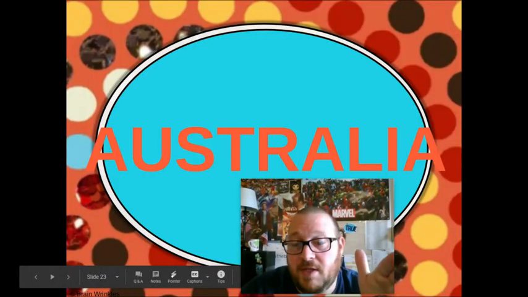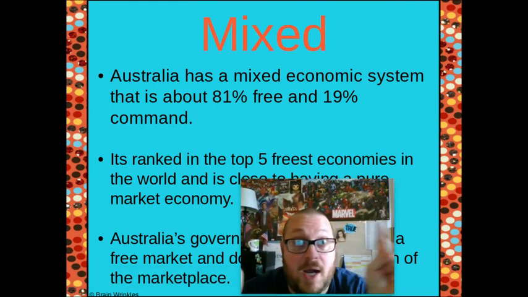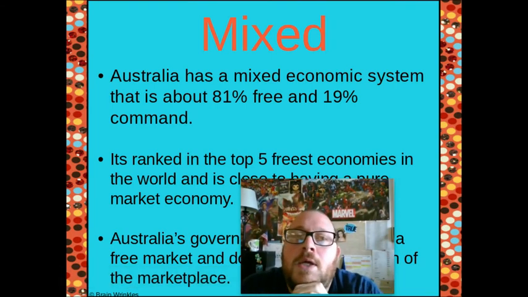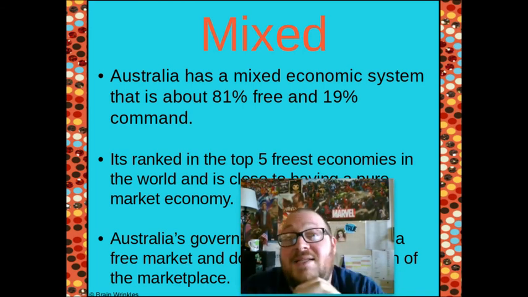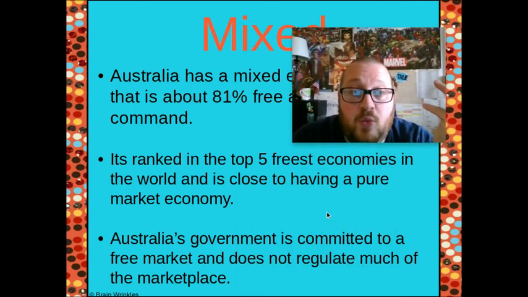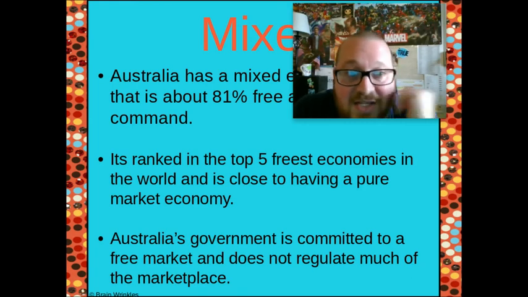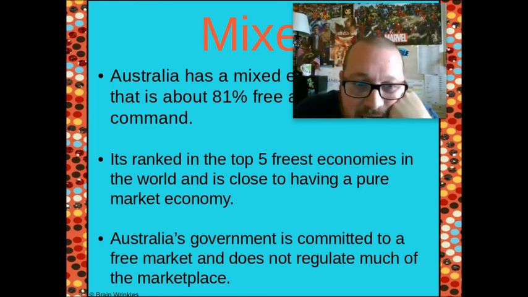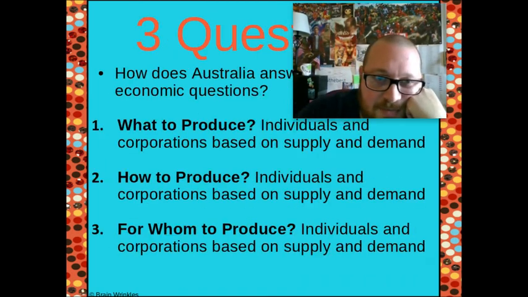Australia specifically, that's what I want to get into today. Australia has a mixed economic system. Big shocker, right? You didn't think it was going to be? Yeah, you did. Because they're 81% free and 19% command. Now, I got to say, that's really not bad at all. That's a pretty good mixture. It's ranked in the top five freest economies in the world, and it's close to having a pure market economy. Australia's government is committed to a free market and does not regulate much of its marketplace.